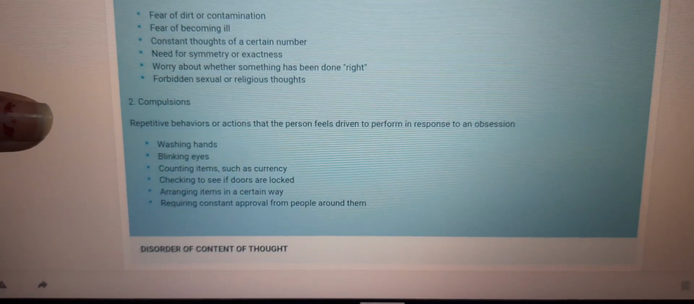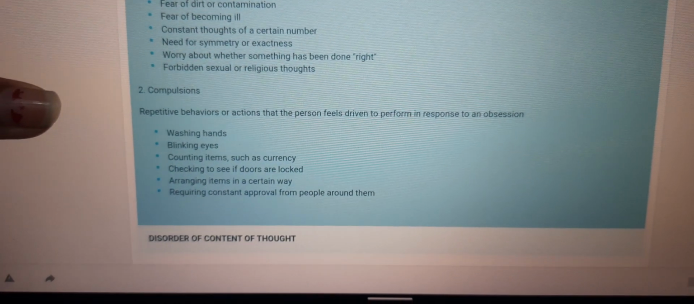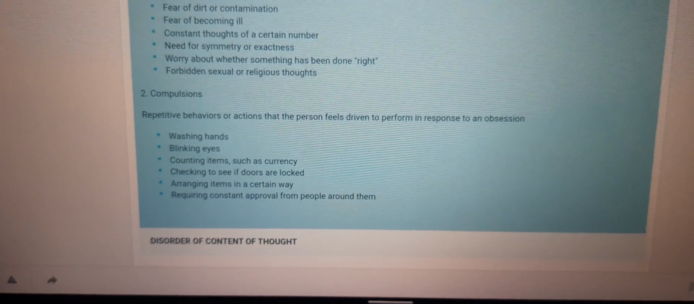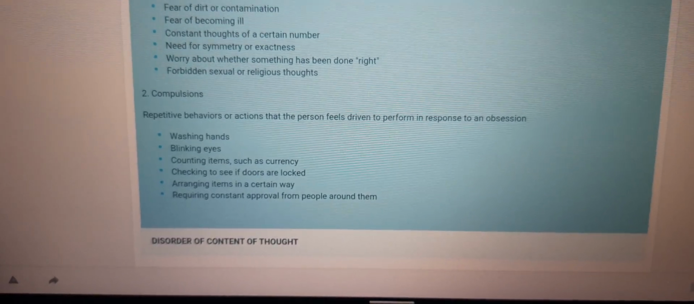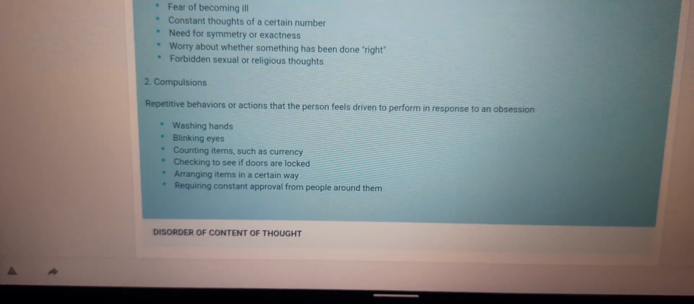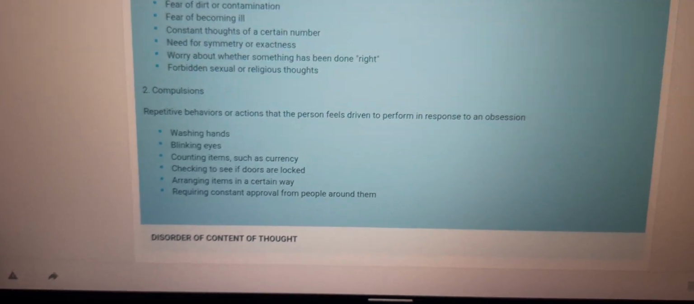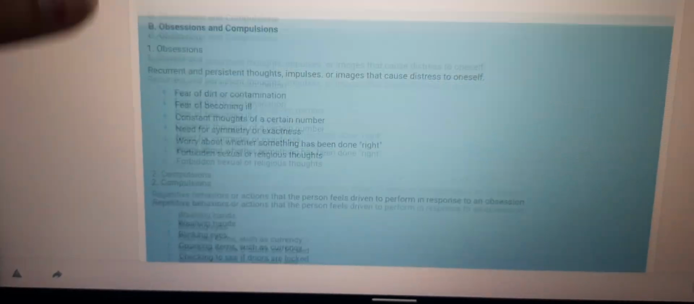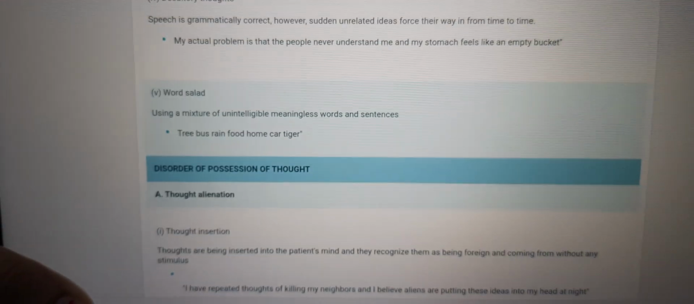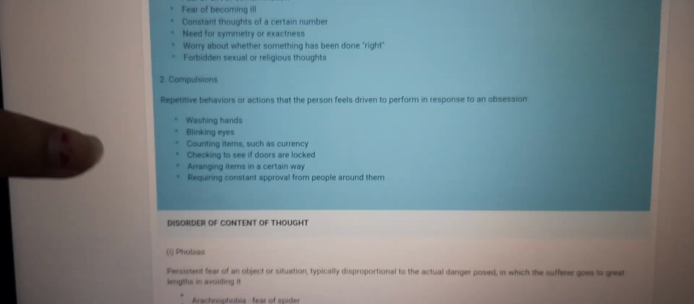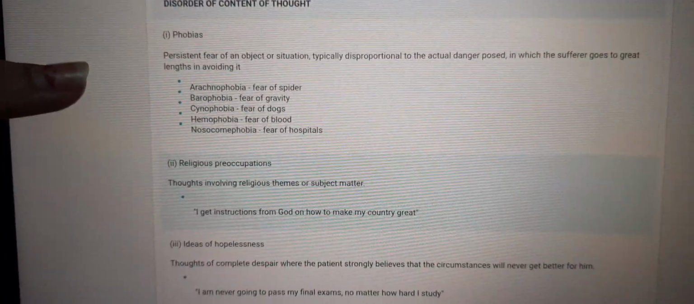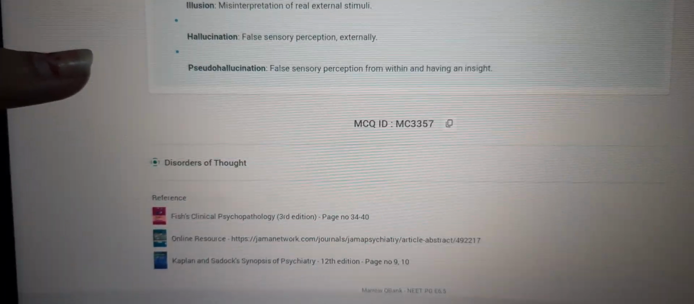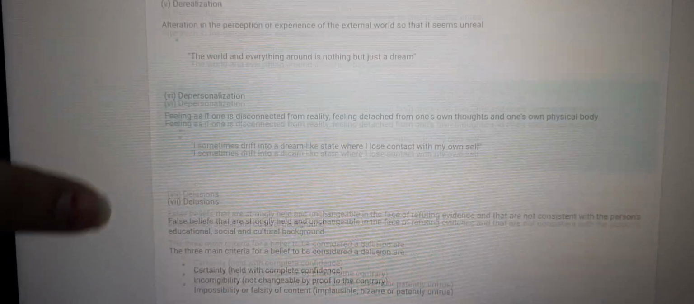So, what came under compulsions? Washing hands, blinking eyes, counting items such as currency, checking to see if the doors are locked, arranging items in a certain way, requiring constant approval from people around them. So these came under disorder of possession of thought. Now we will see disorder of content of thought.